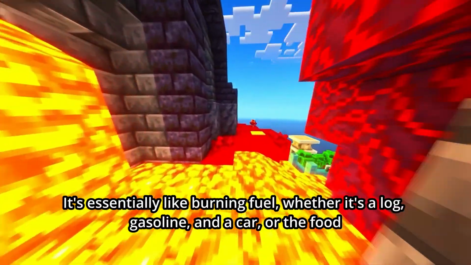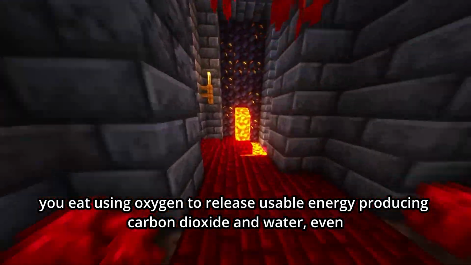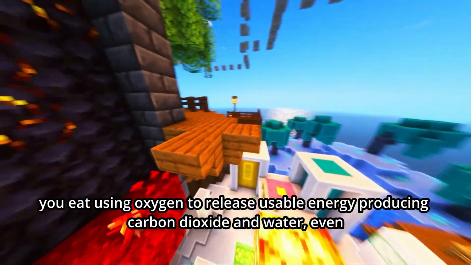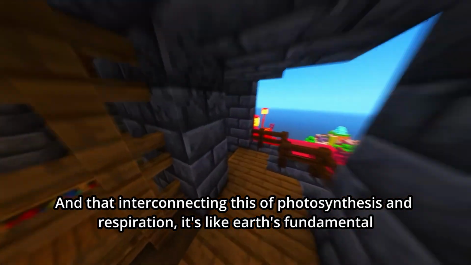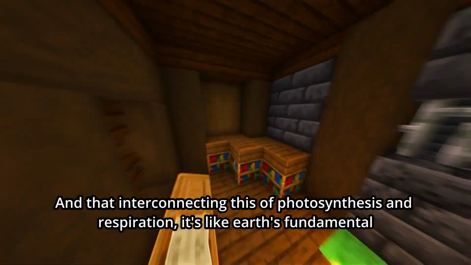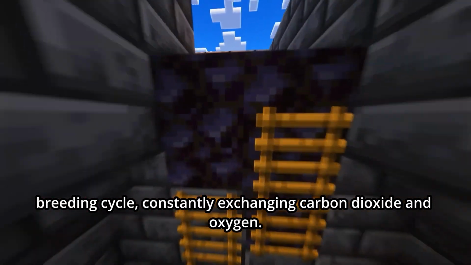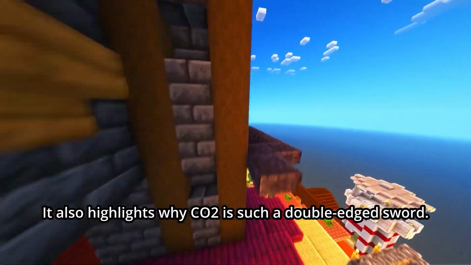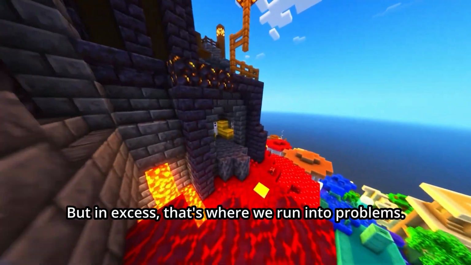It's essentially like burning fuel, whether it's a log, gasoline in a car, or the food you eat, using oxygen to release usable energy, producing carbon dioxide and water. Even decomposition involves respiration. And that interconnectedness of photosynthesis and respiration, it's like Earth's fundamental breathing cycle, constantly exchanging carbon dioxide and oxygen. It also highlights why CO2 is such a double-edged sword. Essential for plant life, yes, but in excess, that's where we run into problems.